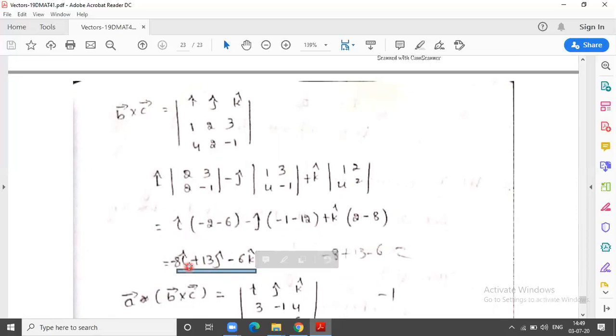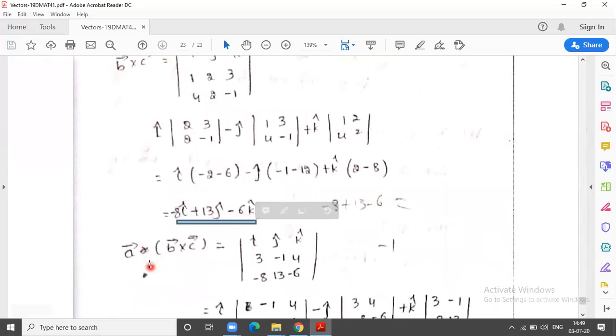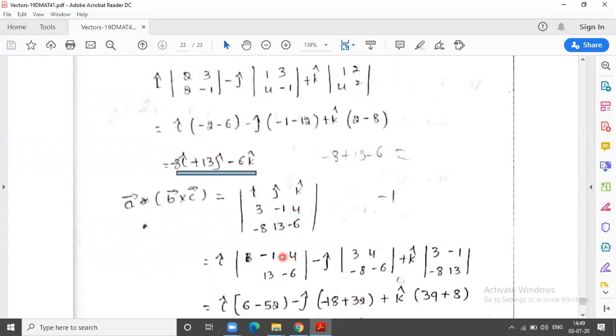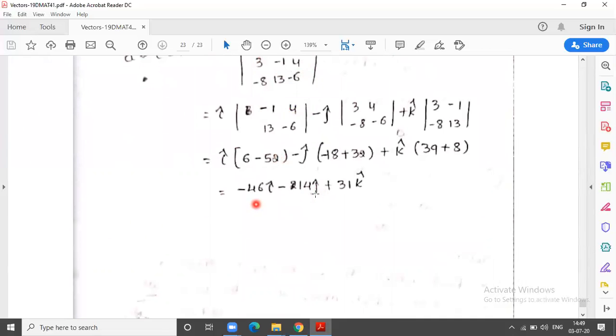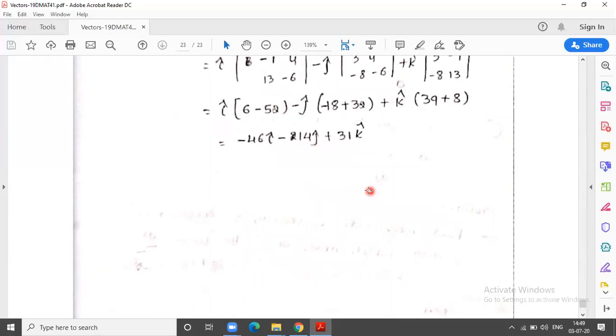Note this down in the third row: -8, 13, -6. The i, j, k components of A go in the second row: 3, -1, 4. Just evaluate this determinant and you will get the required vector. So this is the final answer: -46i - 14j + 31k.